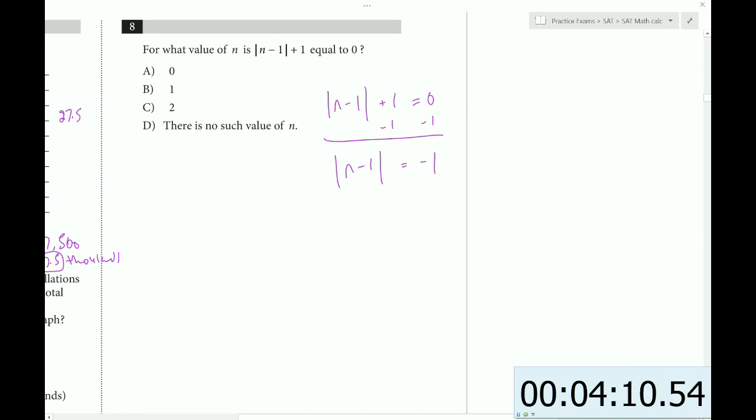But the fact that this side is already negated should spell out trouble to you, because the absolute value of something being negative is an absolute no-no. That is not allowed to happen, right? So we would say that this has no solution. There's no way that we could take an absolute value of something and have it be a negative number. So the answer choice here is D.